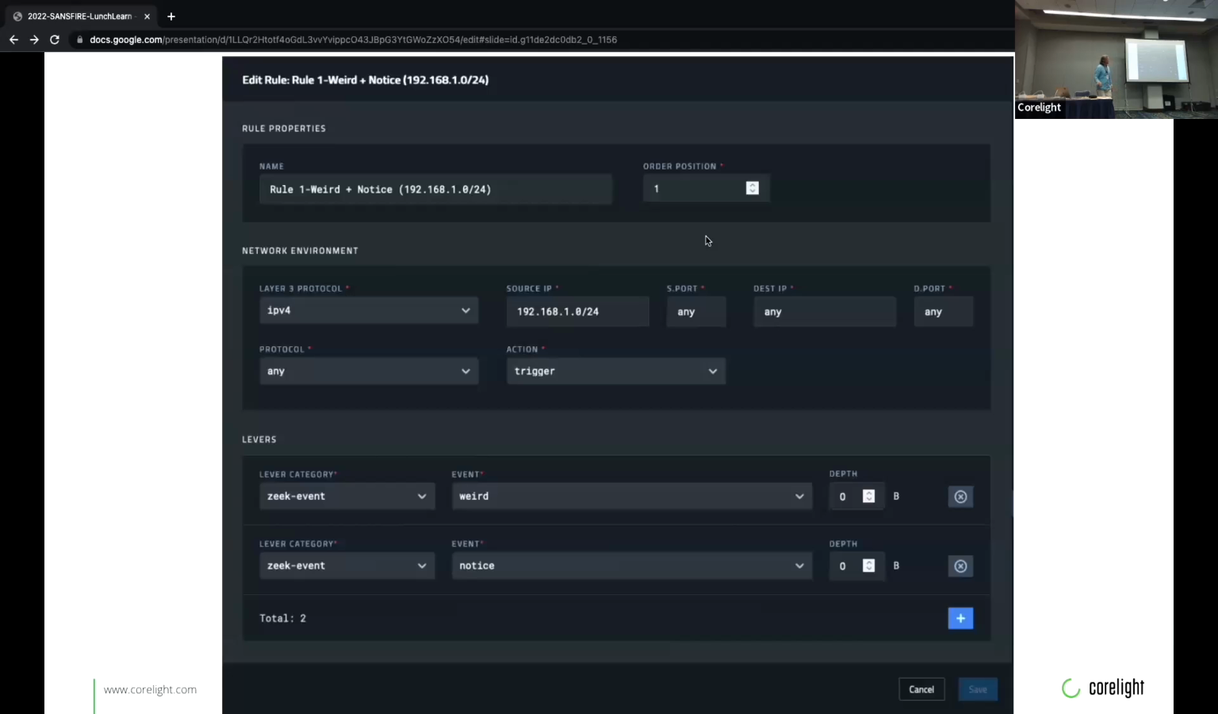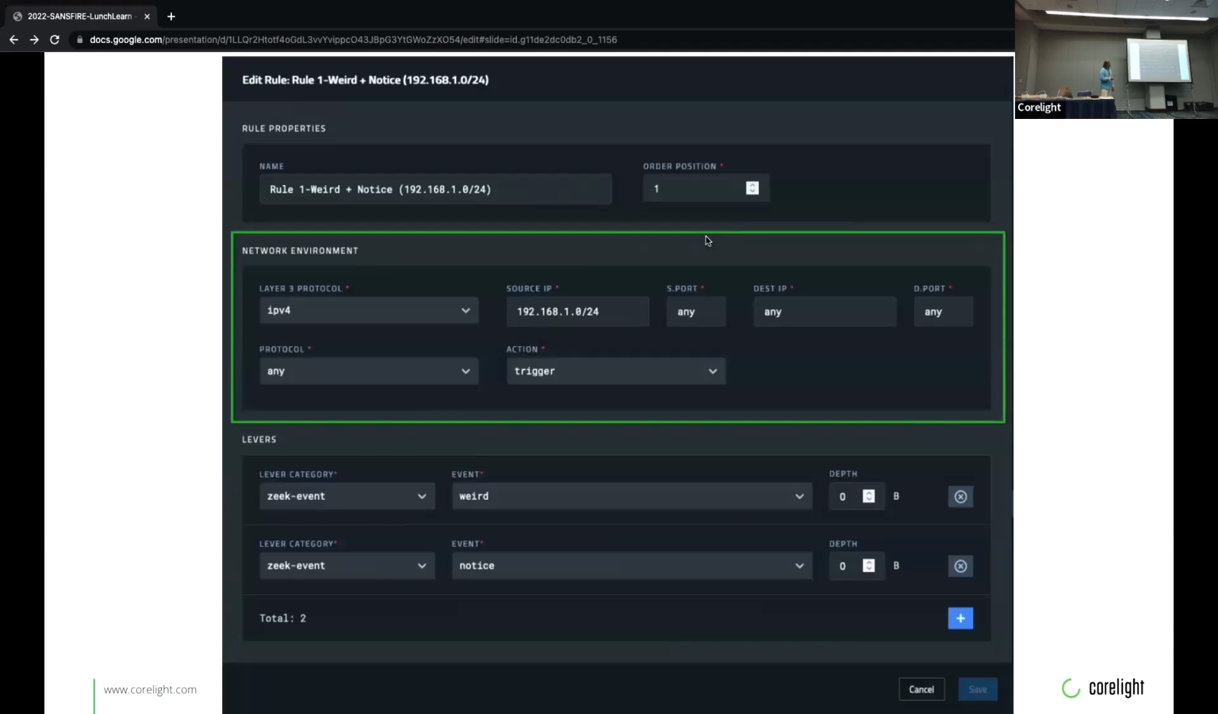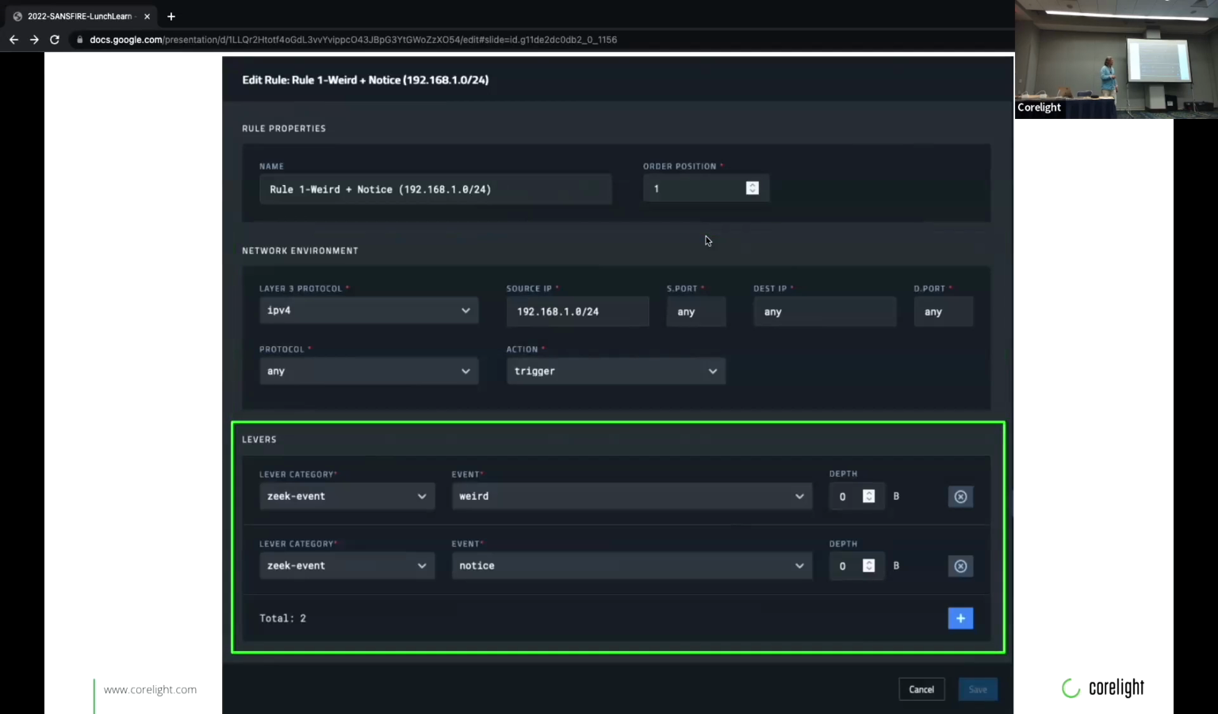What does that look like? Inside of that rule, we have the weird and the notices for the 192.168.1 segment. I define the protocol, the IP address if I want to be more specific, and the action. Then I can define the levers that I have. In this case, I choose a Zeek event, and then it drops down to weird. 0 means I want everything. Give me everything that you've got.